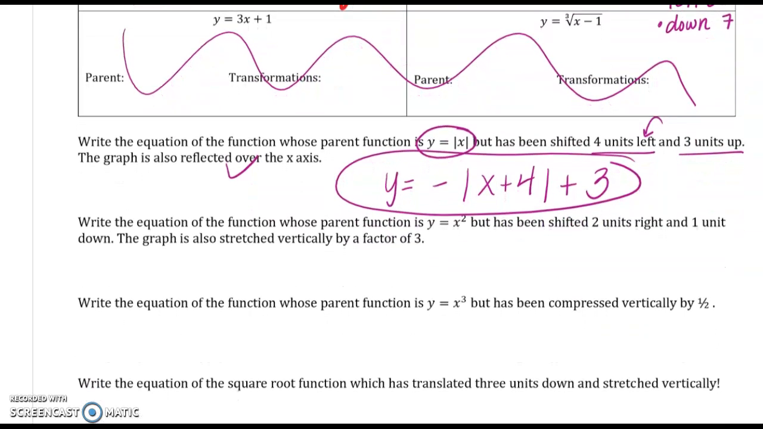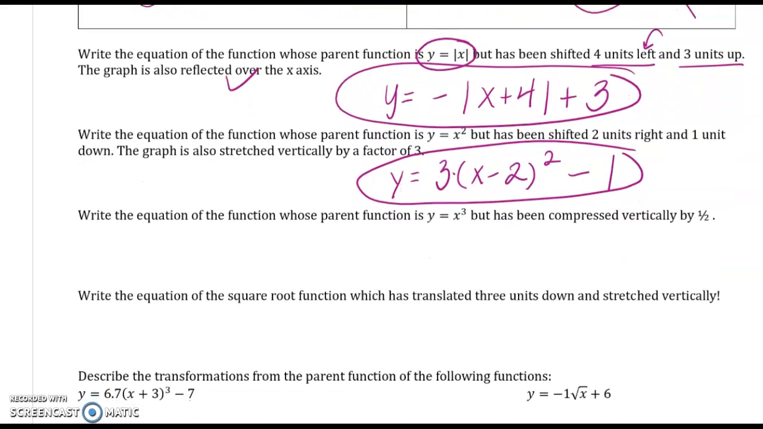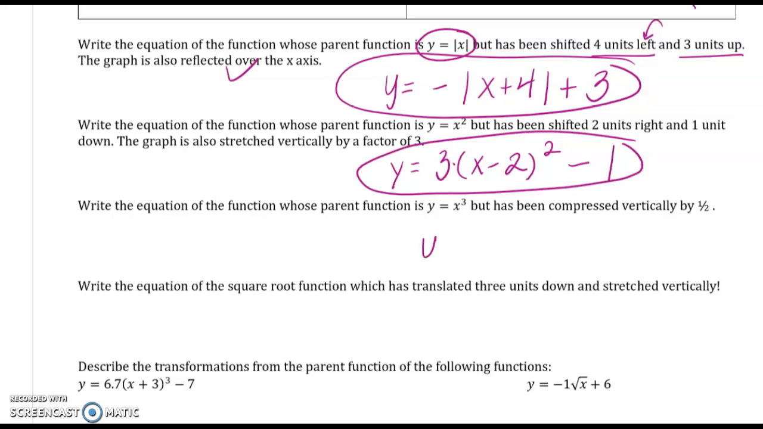What about an x squared? So something squared. It's been shifted right 2 units. So I'm going to do x minus 2, 1 unit down, stretched vertically by 3. So I'm going to put 3 out front, 3 times all of that. And that's my final answer. X cubed, but it's been compressed vertically by 1/2. All that means is I multiply it by 1/2.